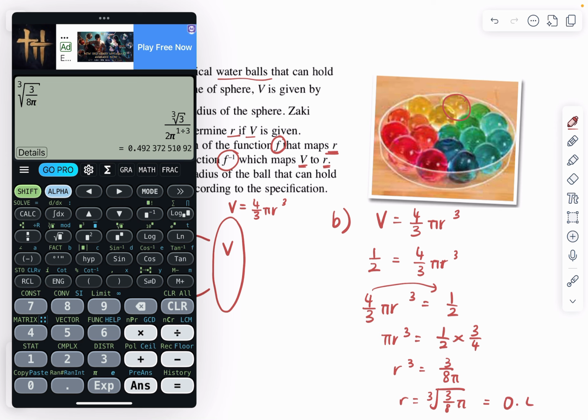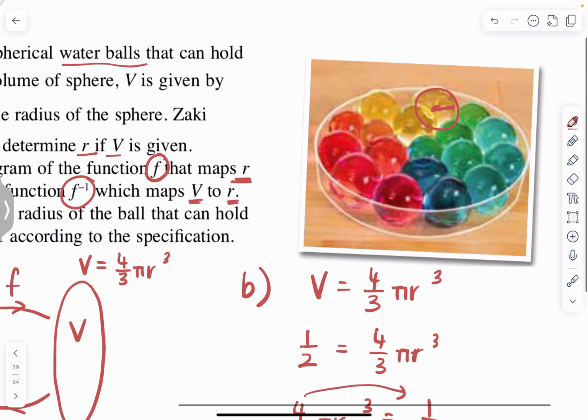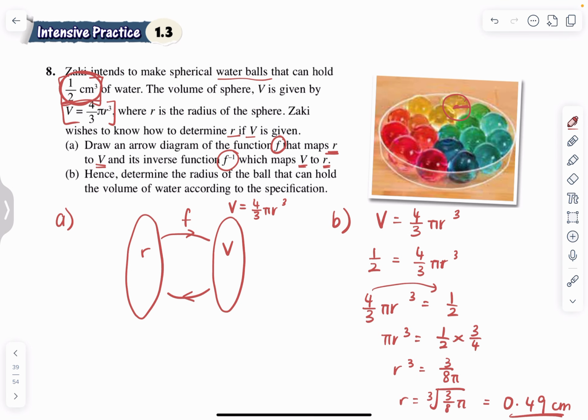0.49 cm. So this will be the radius of the spherical ball here. Okay, 0.49 cm will give us a volume of 1/2 cm cube. That's it.